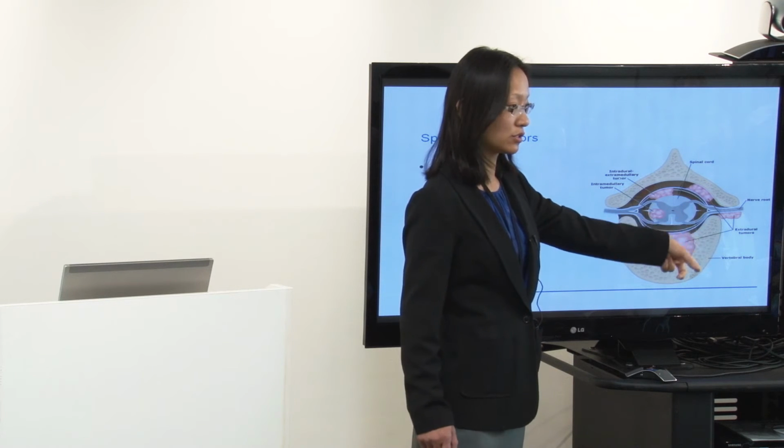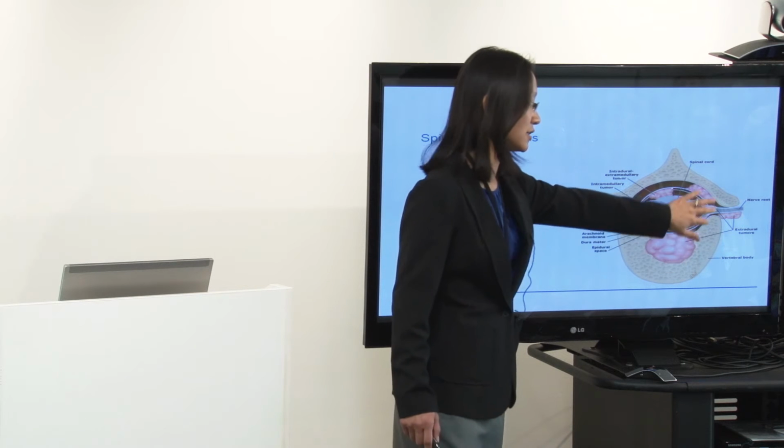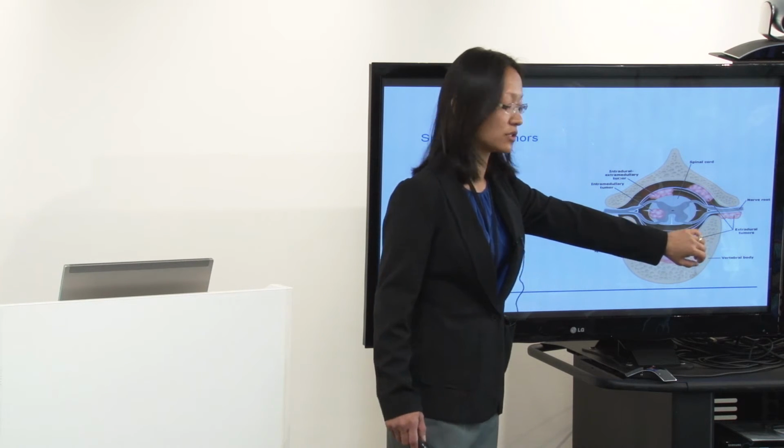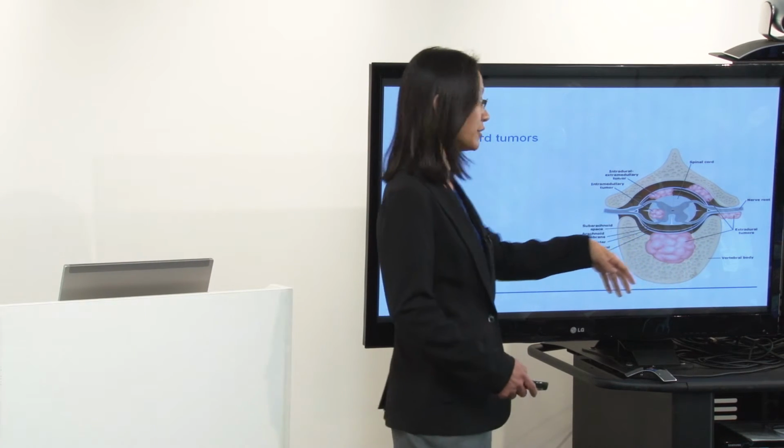And where it's growing determines the symptoms. So if it's in the front, what kind of compression is it causing? If it's on the side, what kind of compression is it causing? If it's within the spinal cord, what level is it, and what is the problem there?